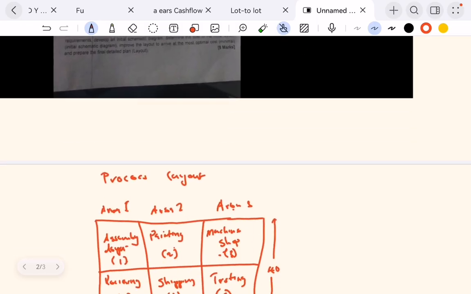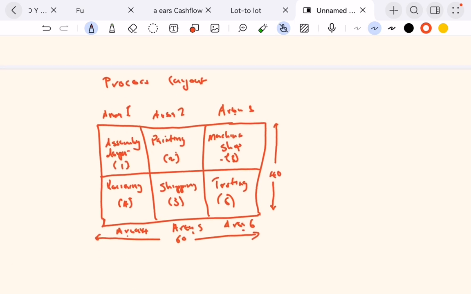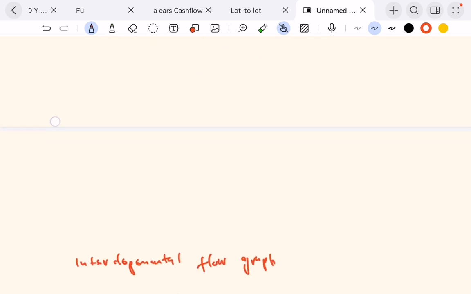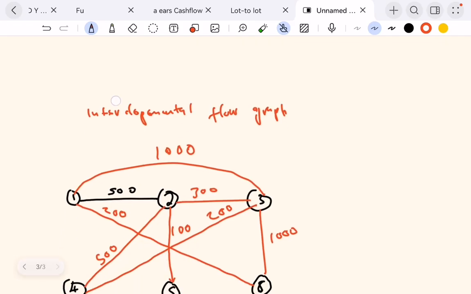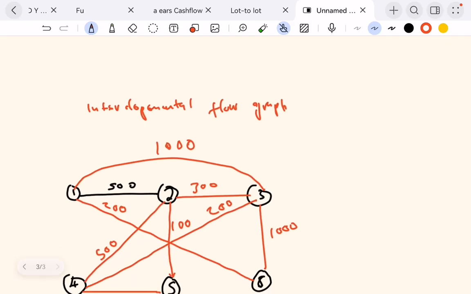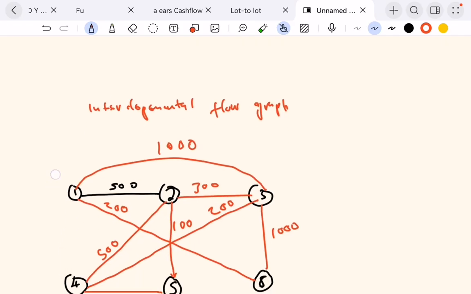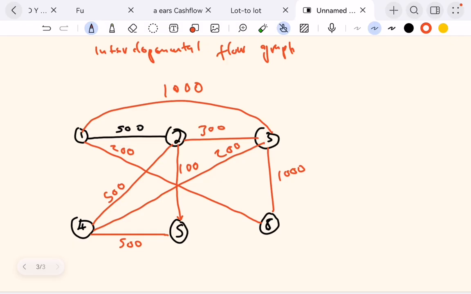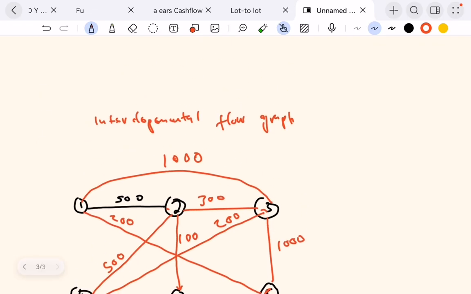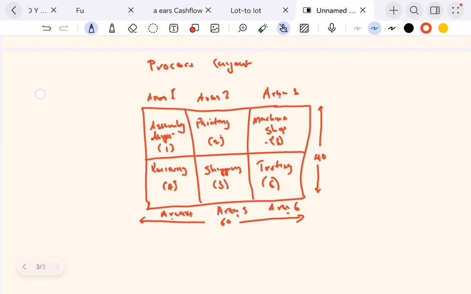So from there we need to draw now the interdepartmental flow graph. We have 6 numbers: 1, 2, 3, 4, 5, 6, right? So these 6 numbers, we are saying that here we have department 1. So these are the things that are moving under department 1.